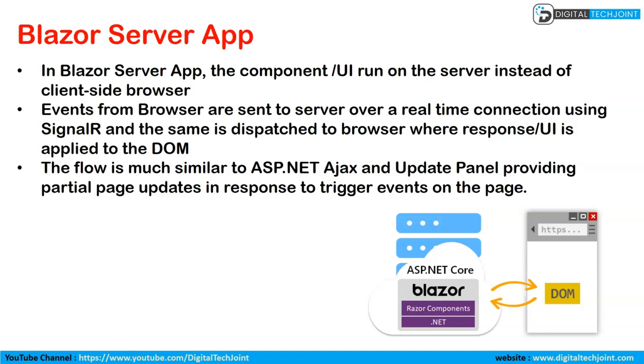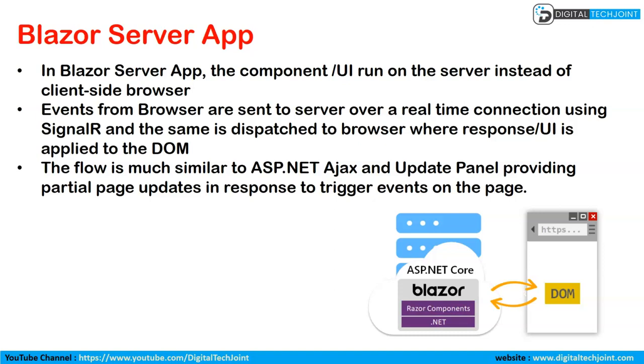In Blazor Server App, the component or the UI runs on the server instead of the client-side browser. This is similar to our ASP.NET MVC framework. Similarly, events from browsers are sent to the server over a real-time connection using SignalR. Blazor Server App uses SignalR for communication between the client and the server, and the response is dispatched to the browser where the UI is applied to the DOM, that is the browser DOM.